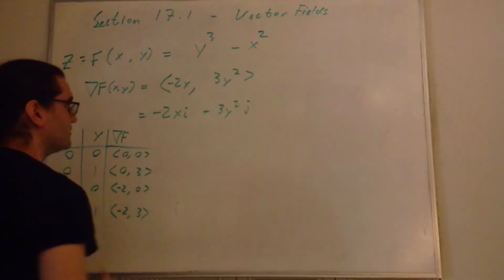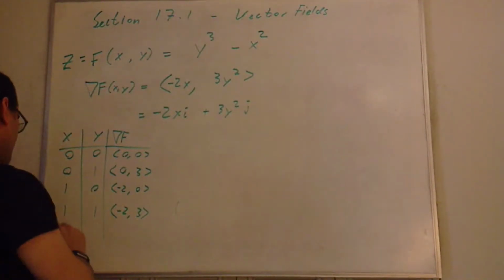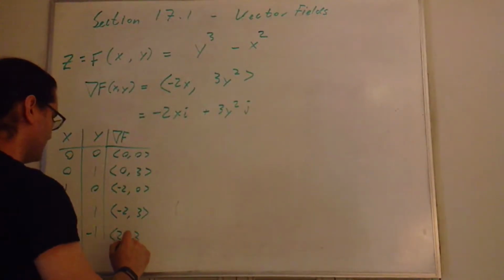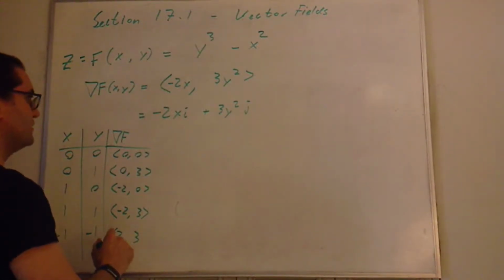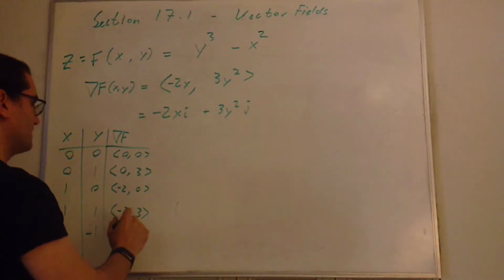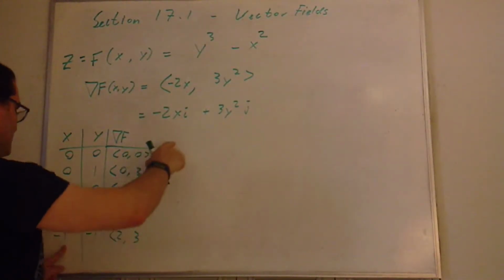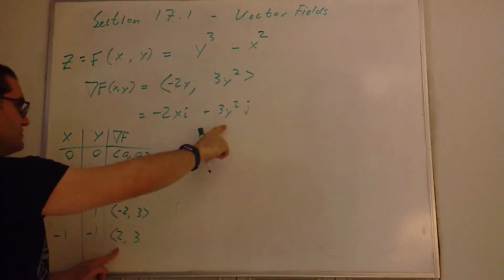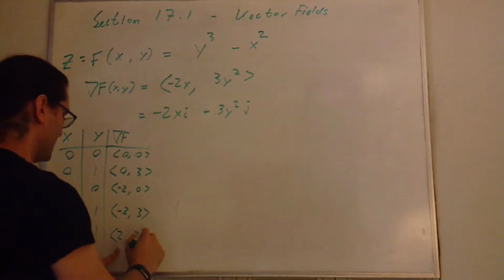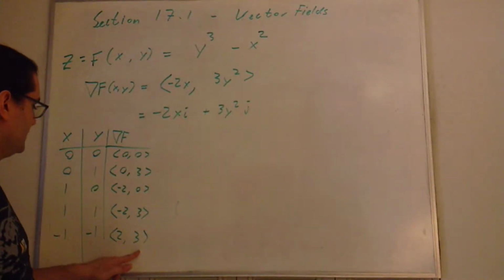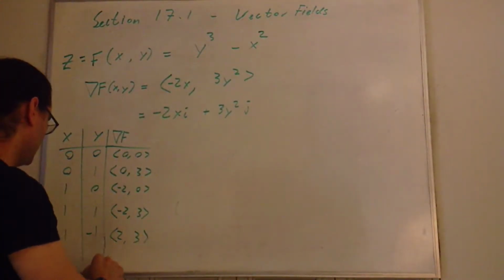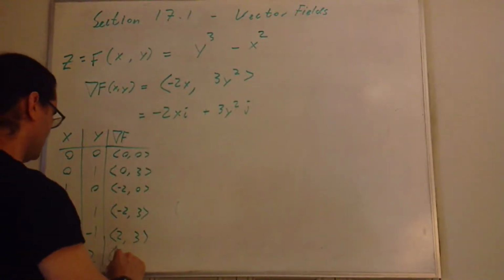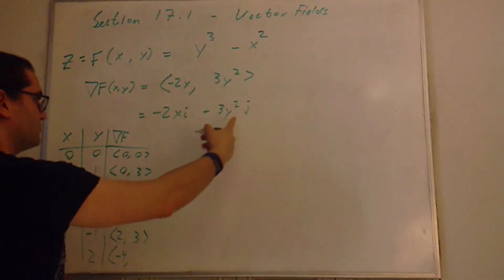I could plug in negative 1 and negative 1, and that would give me 2, comma, positive. No, it wouldn't. Negative 1 is going to give me positive 2x here, but it'll still give me positive 3y there. Yeah, we're good. Plug in 2, comma 2, I'll get negative 4, 12.